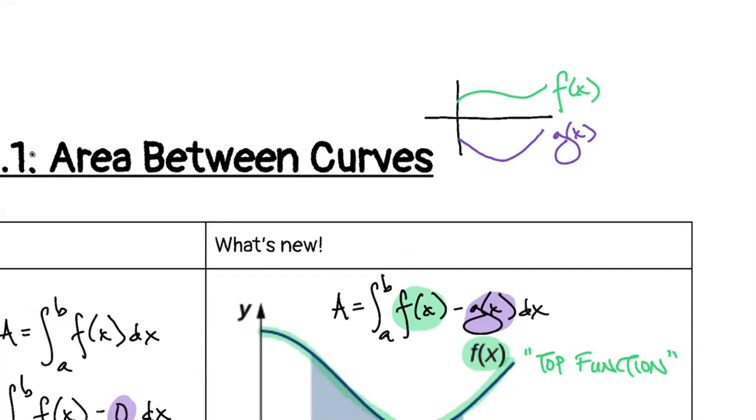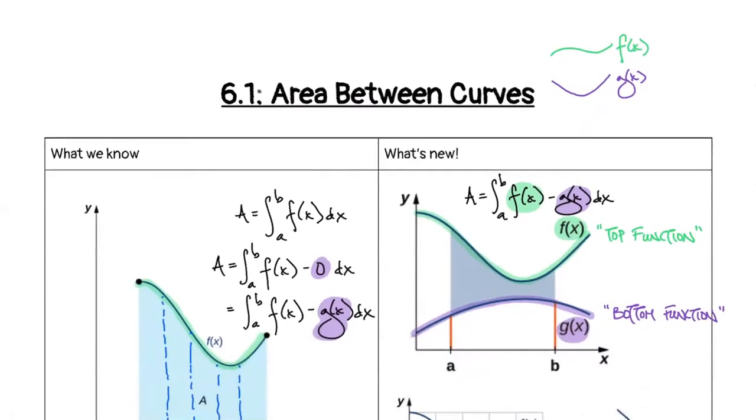So yes, it can be relative to the x-axis, but also if you almost took away the x-axis and we just imagined the graphs like that, the one that is higher than the other one is considered our top function. Cool. All right.